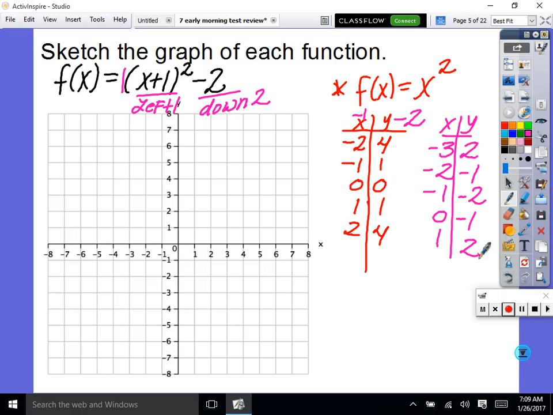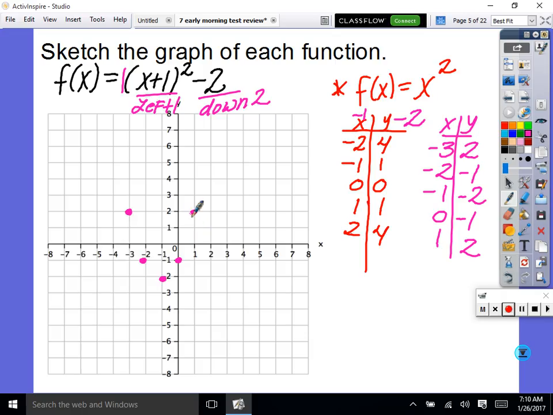So if you start graphing those points and you're not seeing that it's a quadratic, right? Then go back and say, what did I mess up on over here? If your picture's not making sense, you've messed up with these. Okay, so here we go. -3 up 2, -2 down 1, -1 down 2, 0 down 1, and then over 1 up 2. So do you see how we can see these?